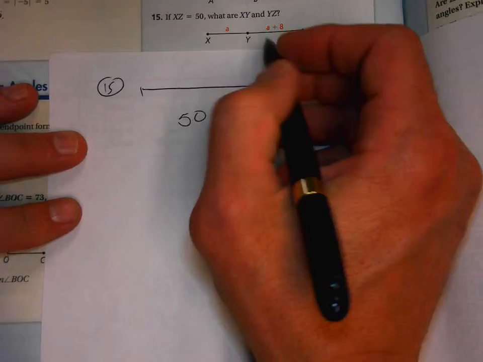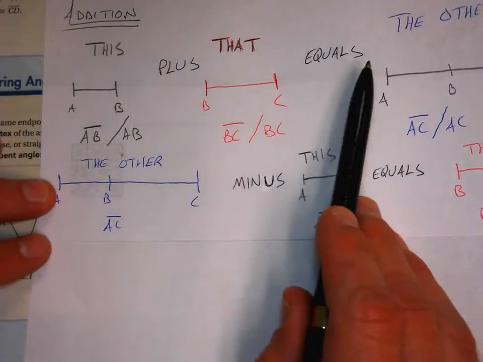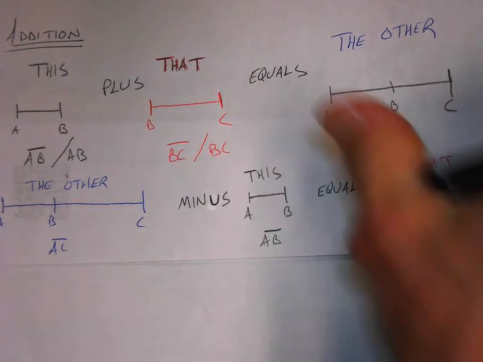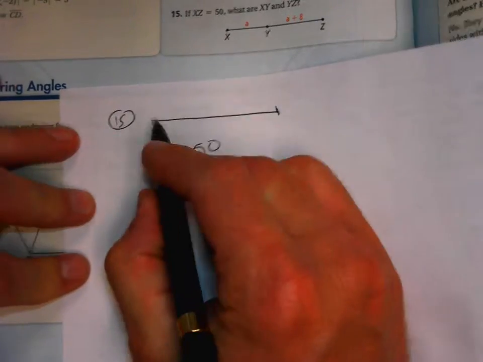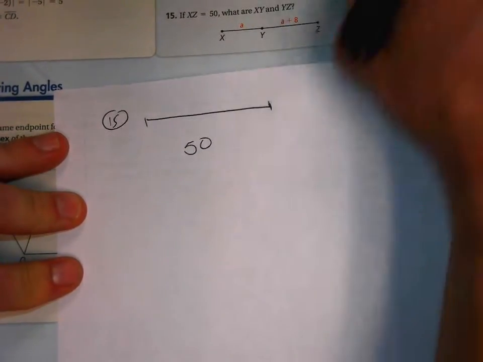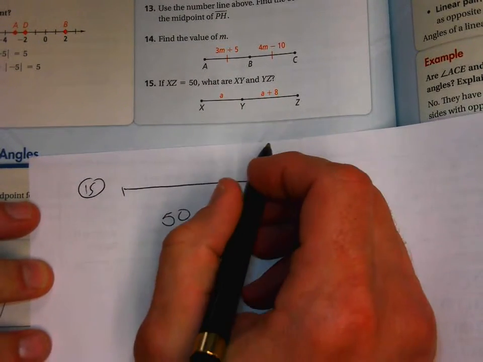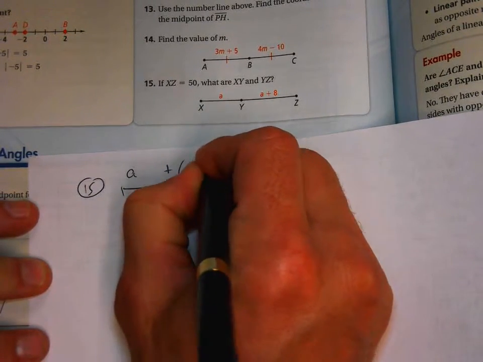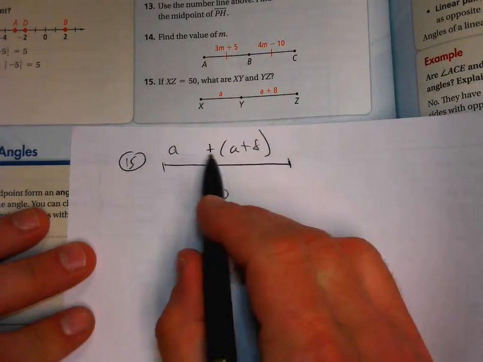Well, remember what we talked about with addition. Okay, so this is where the addition piece comes in. If we're talking about this plus that equals the other, right? If this and that equals the other, and the other is made up of this and that, that's how addition works. So if we're looking at the segment here, and the whole thing is 50, and the whole thing is made up of this and that, right? So if we add this and that, we get the other. That means we have to add a and a plus 8. Okay? So we have to add a and a plus 8. If we add them together, we get the whole thing, right?